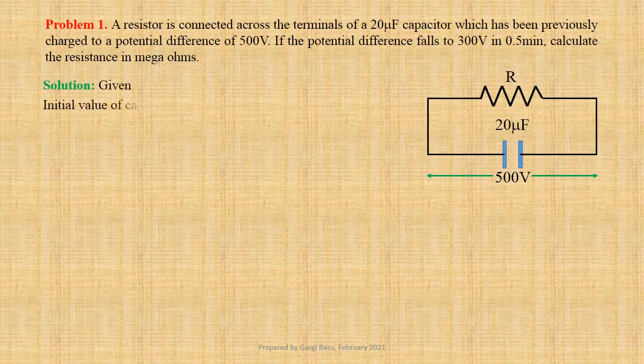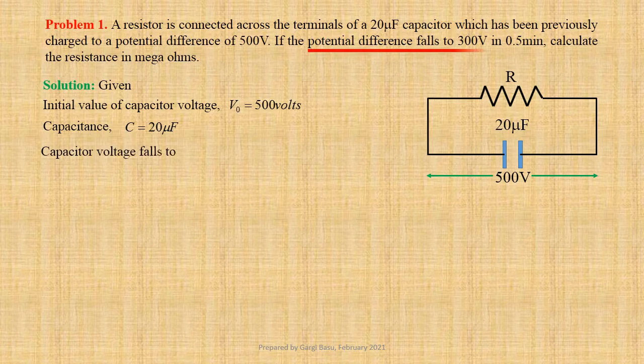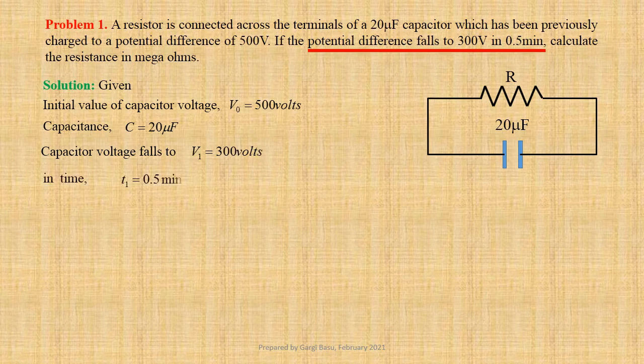Initial value of capacitor voltage V0 equals 500 volts. Capacitance C equals 20 microfarad. Capacitor voltage falls to V1 equals 300 volts in time T1 equals 0.5 minute. That is equal to 0.5 into 60, that gives us 30 seconds.